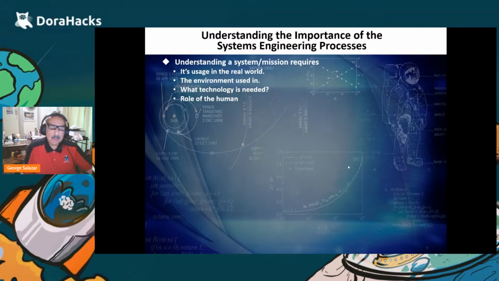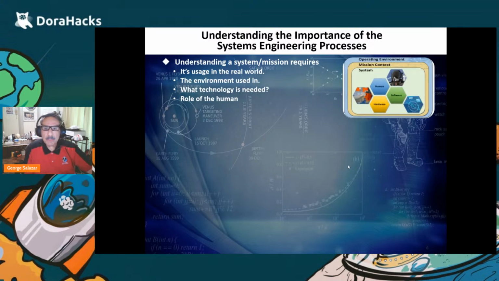Understanding the importance of the systems engineering process, it requires understanding what it's going to be used for in the real world, the environment of what that system is going to be, or the mission in terms of what technology is going to be needed, and also the role of the human. You cannot overlook the role of the human. And that becomes important. If you look at this diagram right here, hopefully it's not too small, but basically you have to consider, as part of the design of a system and mission, the hardware, the software, and the human in the environment and the mission.